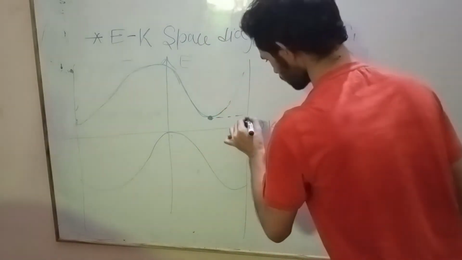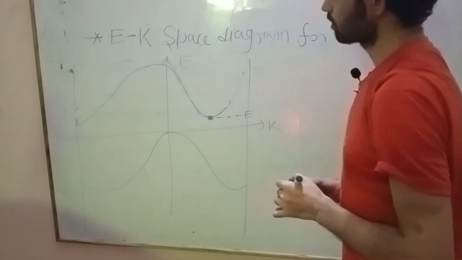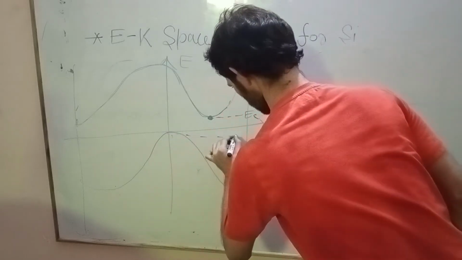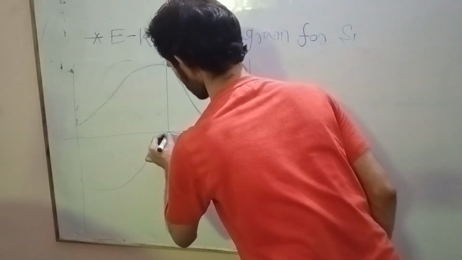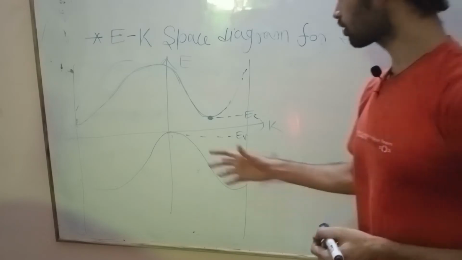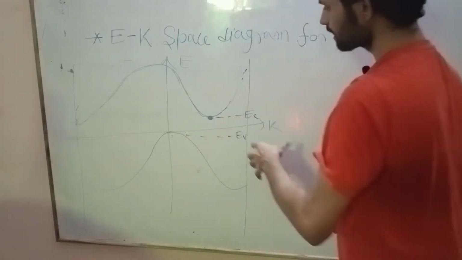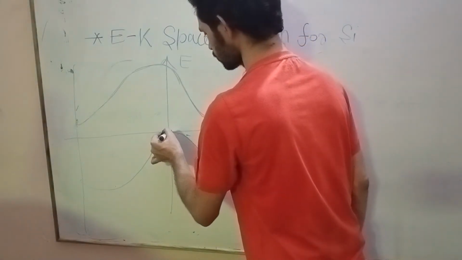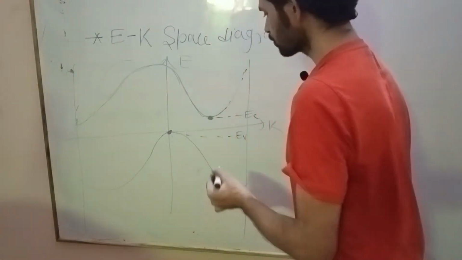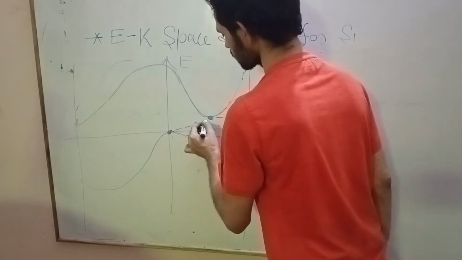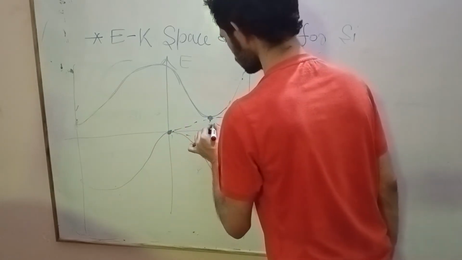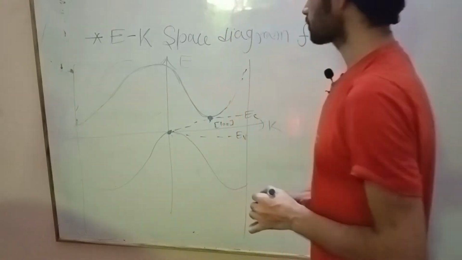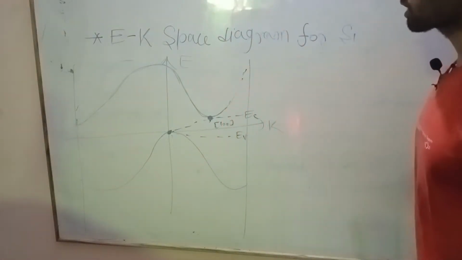Okay, so now see minimum. This is EC, minimum of the conduction band energy we see, and this is EV, maximum of the valence band energy, that occurs for K equal to zero value, but here minimum conduction band energy does not occur at K equal to zero. Okay, so there is a difference, but it occurs in which direction? In 100 direction.